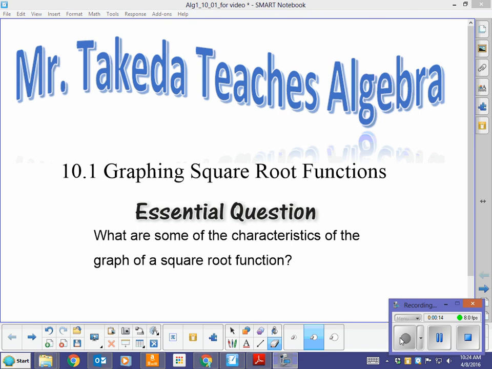This is lesson 10.1 on graphing square root functions. Essentially, this lesson comes down to what we did in previous chapters, where we look at parent functions and then learn how we can modify the equation to move the graph around and transform it into slightly different shapes and positions.